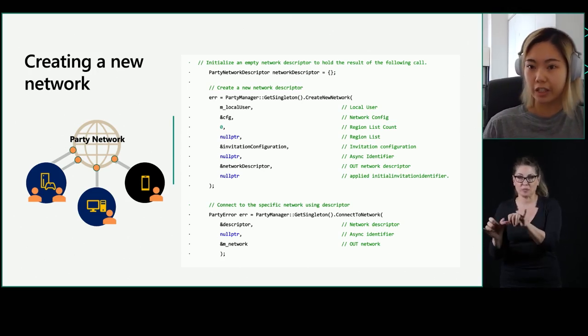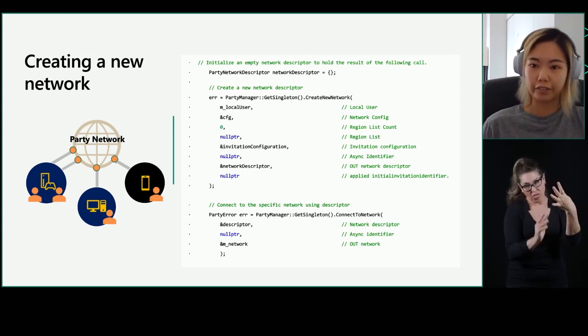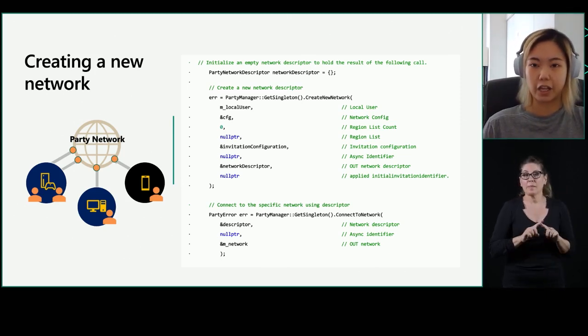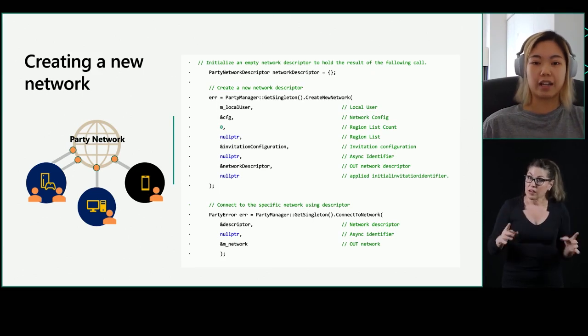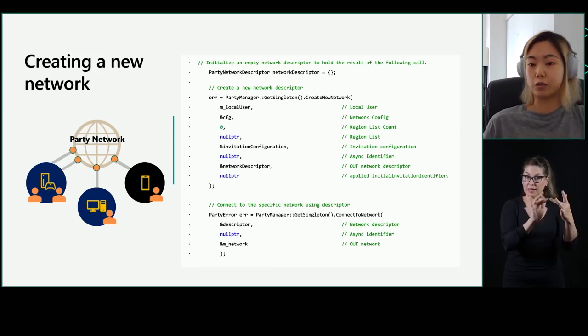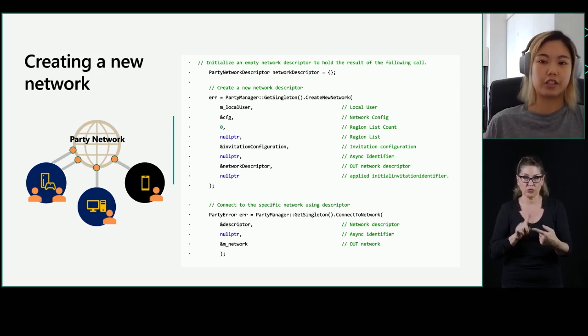There's invitation, configuration, async identifier. I won't go through all of them, but this is a pretty straightforward way to create a Party network. After successfully creating a network, you'll get a network descriptor that acts as the address that you and the other game clients will use to connect to this new network.